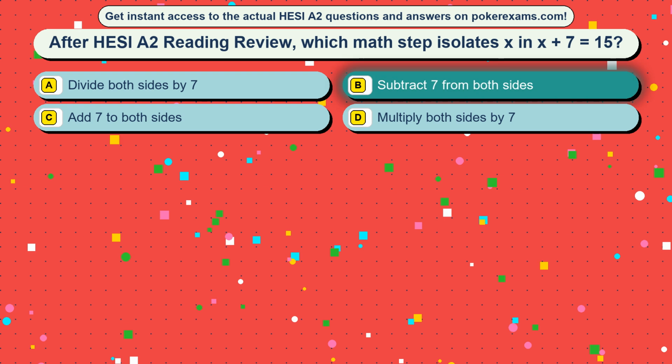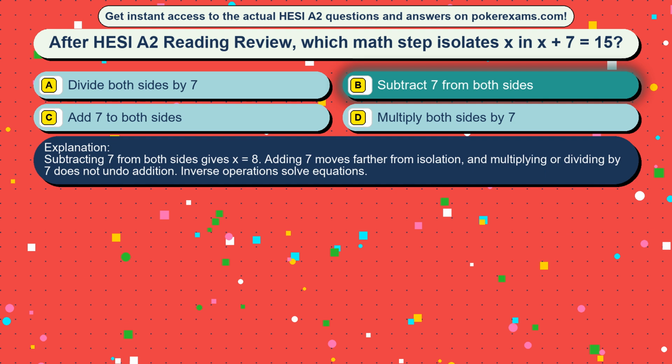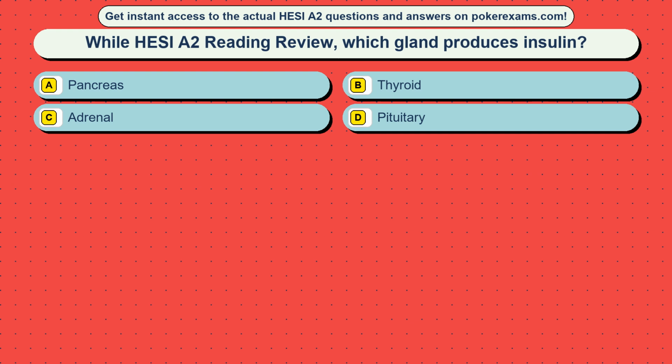The correct answer is option B, subtract 7 from both sides. Subtracting 7 from both sides gives x equals 8. Adding 7 moves farther from isolation, and multiplying or dividing by 7 does not undo addition. Inverse operations solve equations.